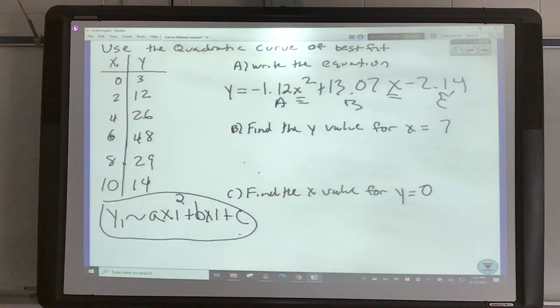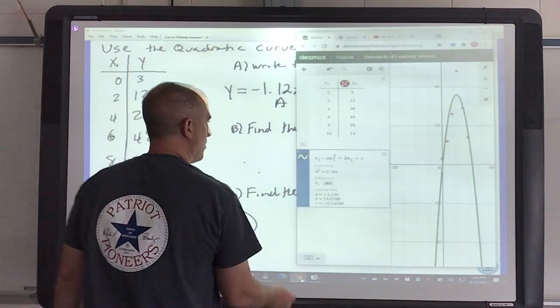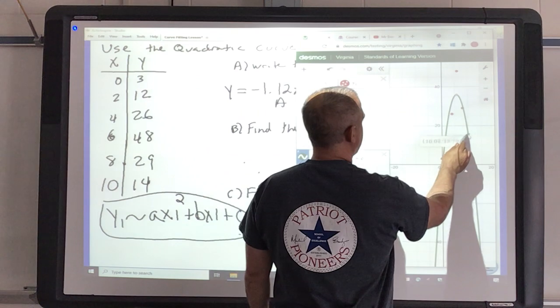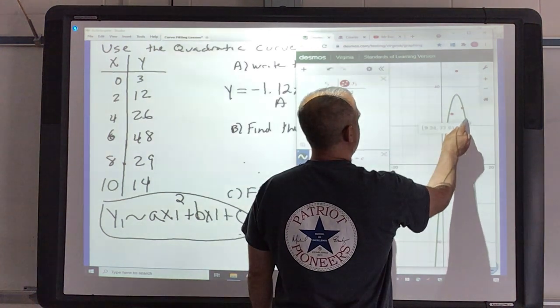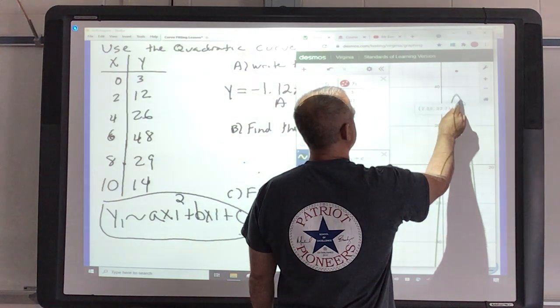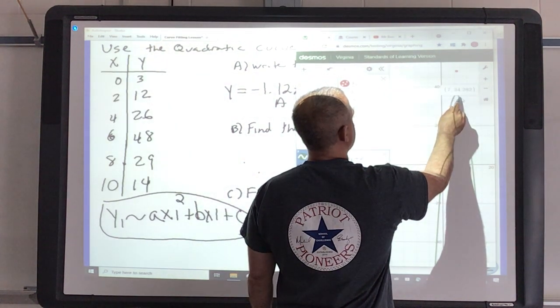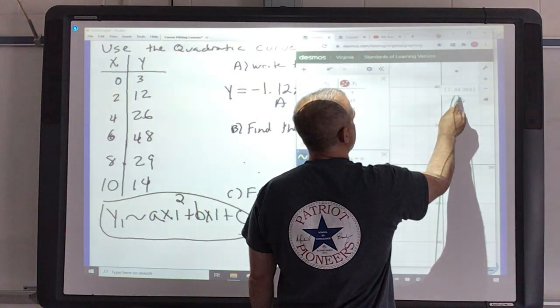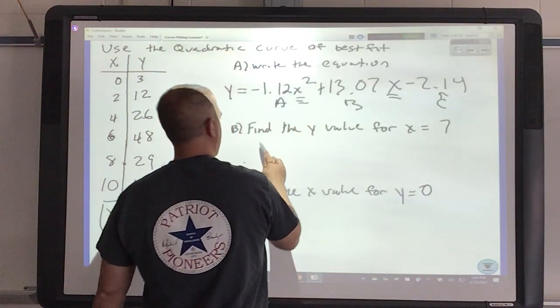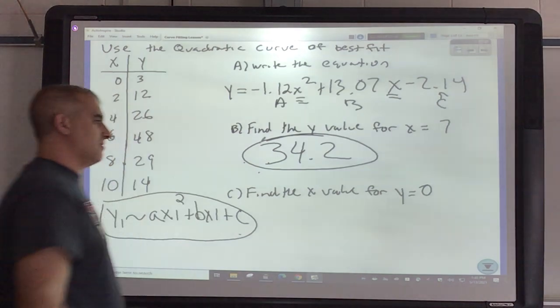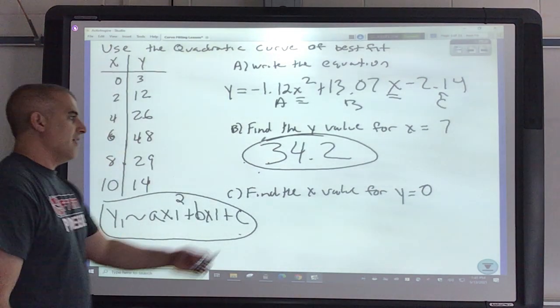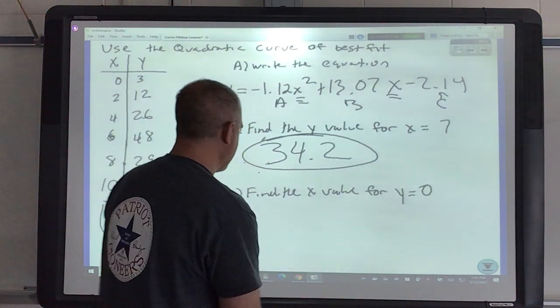What is the y value when x is 7? All I've got to do is drag this until I find where x is 7. All right, x is 7 right there. Okay, 34.2. Find the y value when x is 7: 34.2. Pretty easy.